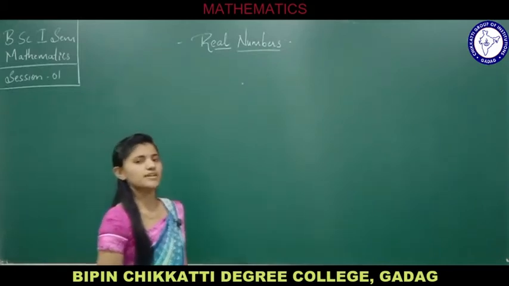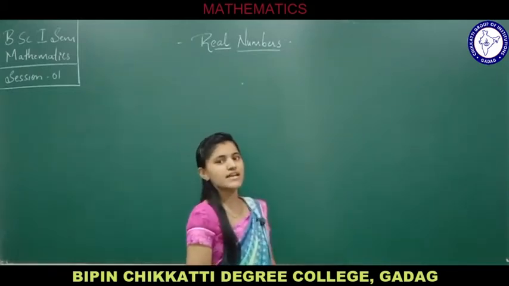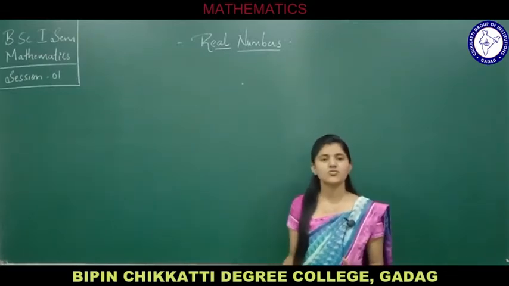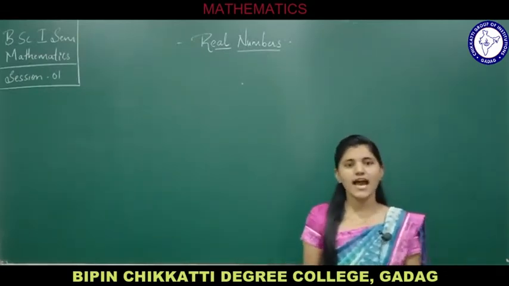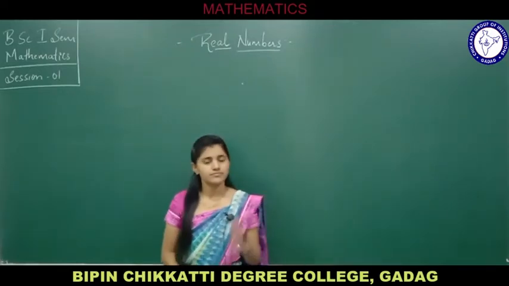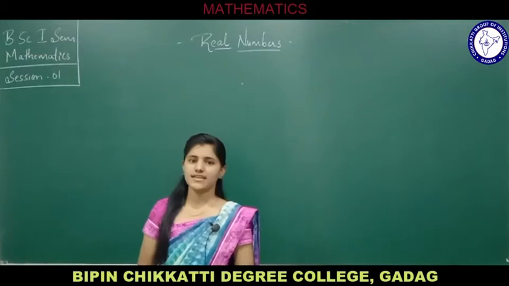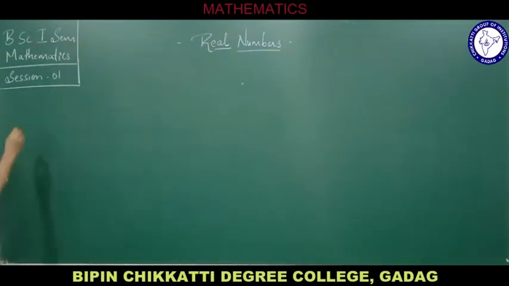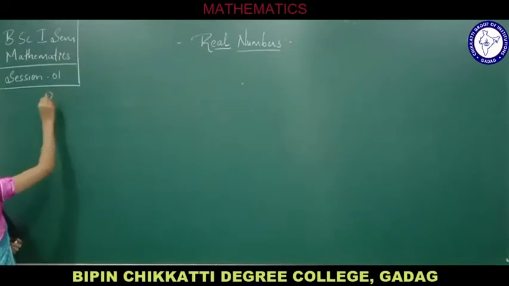Before beginning the study of real numbers, let us first know about natural numbers, then integers, and then rational numbers, and then we shall begin our study of real numbers. So first we will begin with the set N of natural numbers.